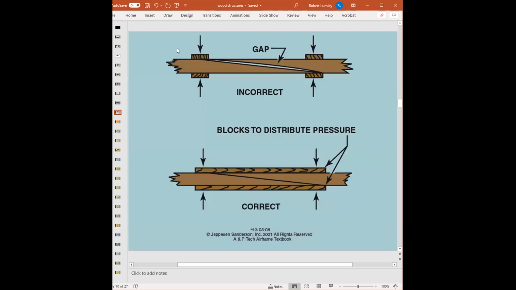Keep on going. When you're applying the pressure, what they're showing here is if you just apply the pressure at the edges, here and here, well, then there's a good chance we have a big gap in between. So the blocks have to distribute the pressure all the way across the glue joint.